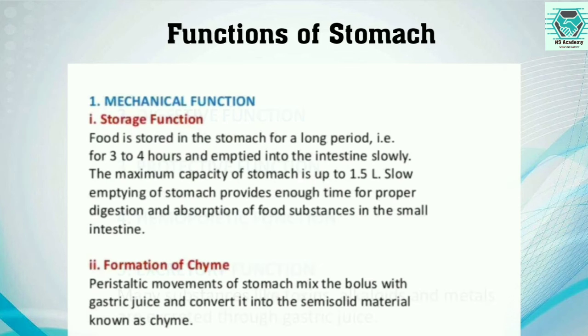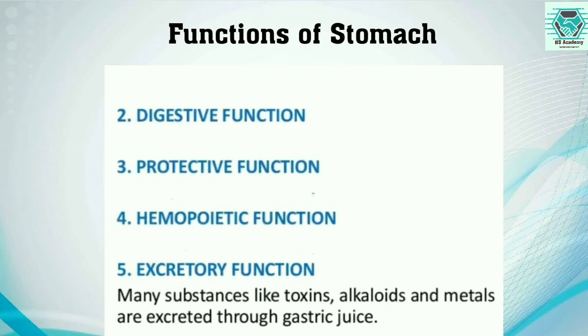The next function is the digestive function. The digestion of different substances occurs in the stomach with the help of gastric juice. When we look at the composition of gastric juice, we find that it is rich in different types of enzymes like proteolytic enzymes, lipolytic enzymes and carbohydrate splitting enzymes. In the protective function of the stomach, the gastric juice also helps.